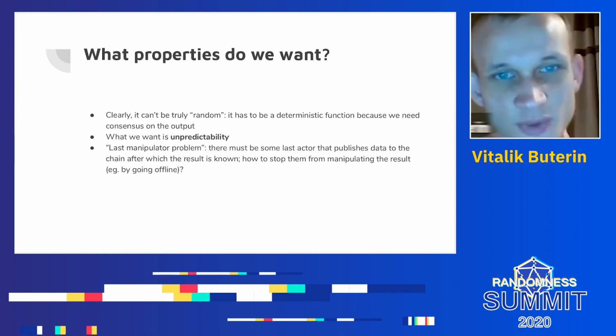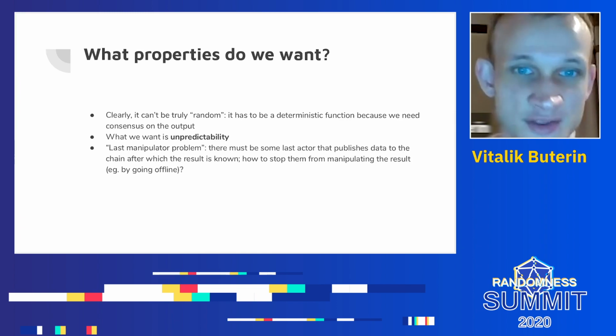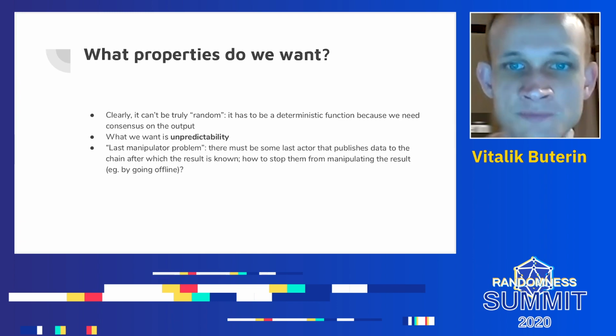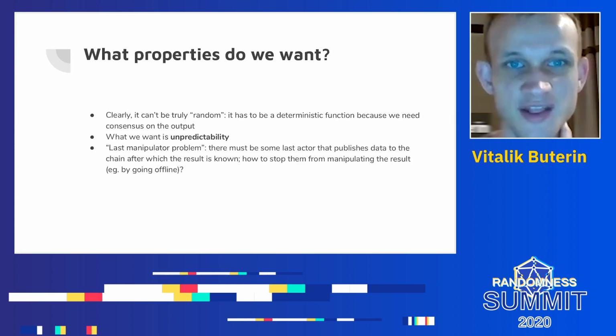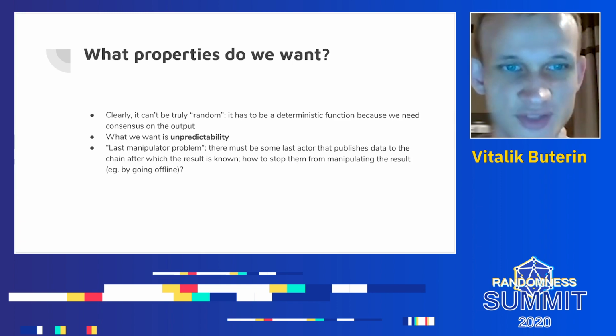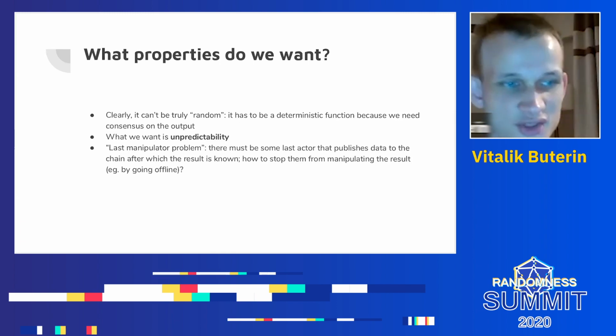Now, what properties do we want, right? So clearly, on-chain randomness can't be truly random in the mathematical sense of the word. It has to be a deterministic function because we need consensus on the output, right? It's a blockchain, we need consensus on every bit of the state, and if the randomness gets used by the blockchain, well, that's going to be part of the state. What we want is unpredictability, right? We want the number such that it's not possible to predict that number all the way right up until the moment that that number is released.